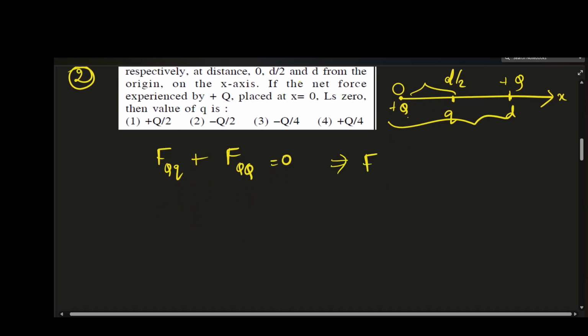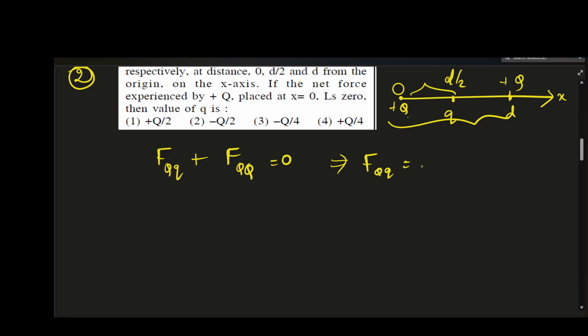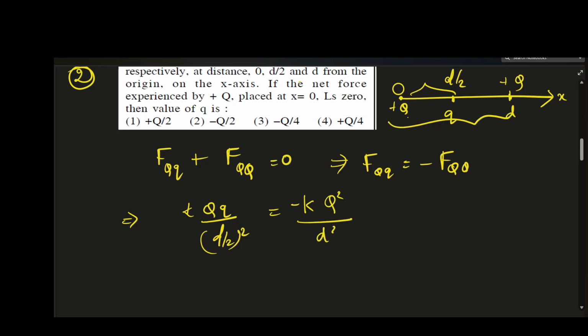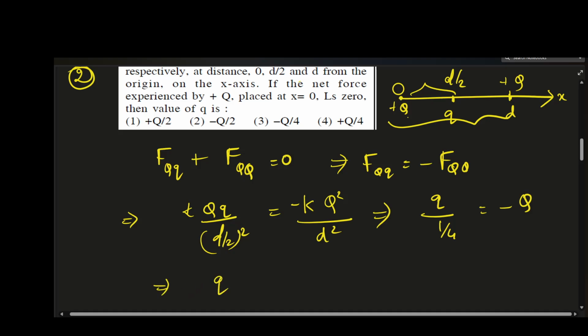So this can be written as F of capital Q small q is equal to minus of F of capital Q capital Q. So this implies k Q q by (d by 2) whole square is going to be equal to minus of k Q square by d square. So by simplifying this, we will get q by 1 by 4 equal to minus capital Q. So my small q in terms of capital Q will be minus Q by 4.